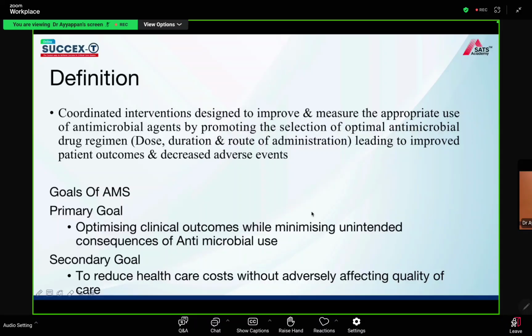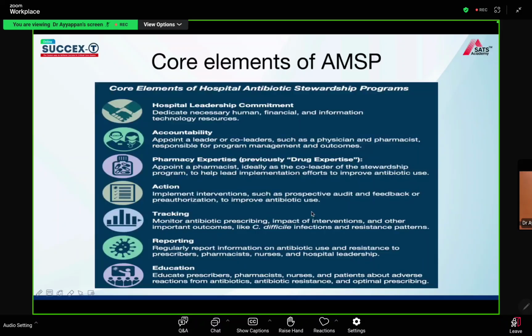The secondary goal is hospital cost cutting, and this should not come at the cost of affecting the quality of care, and the quality of care takes the utmost precedence. So these are the core elements of an antimicrobial stewardship program, as stated by the CDAC guidelines of 2019, where they state that the most important thing is leadership commitment. The administrator should be willing to provide the financial as well as human resources to create an antimicrobial stewardship program and allot adequate personnel for it.